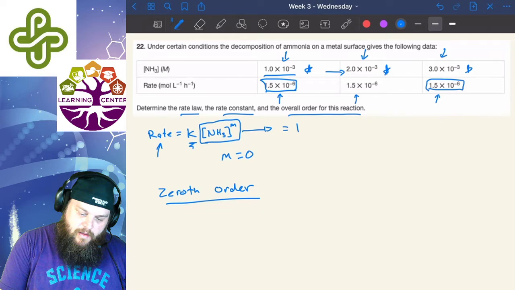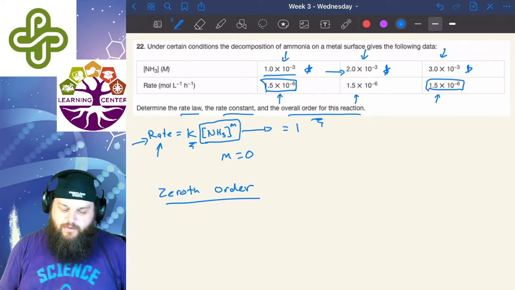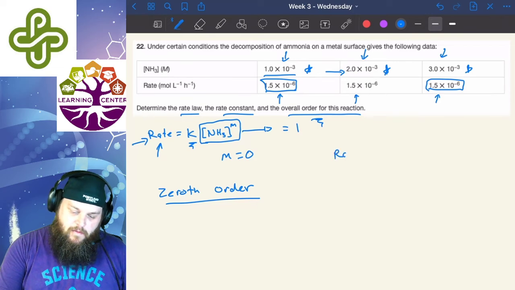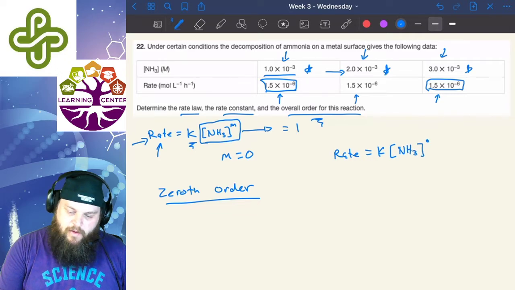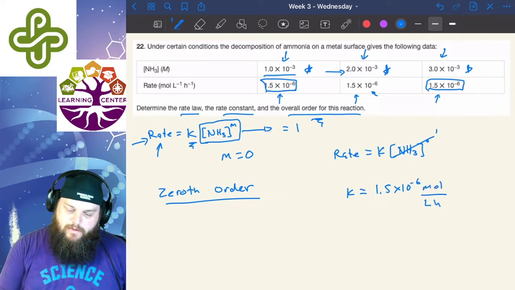That's going to be the overall order for this reaction. The rate law is kind of what I just drew up there. It's just going to be rate is equal to k times the concentration of NH3 to the 0 power, and the rate constant k is going to equal this rate that we have up here, because when all of this equals 1, k is going to equal 1.5 times 10 to the negative 6, and the units on that are moles per liter per hour.